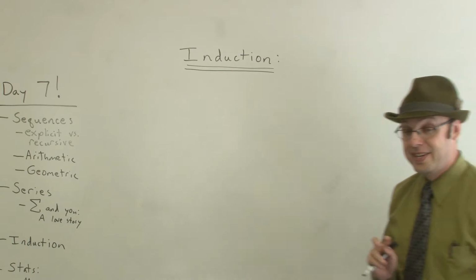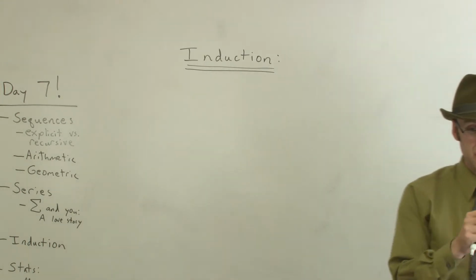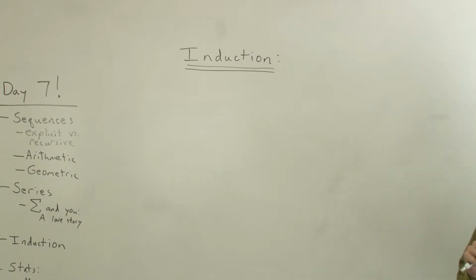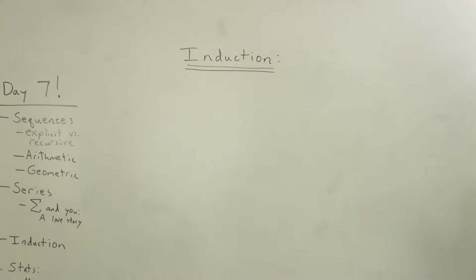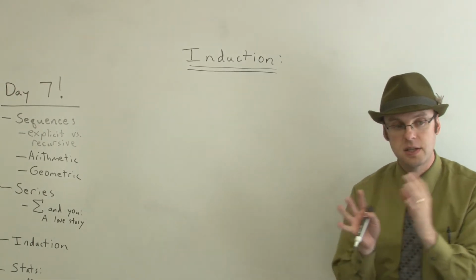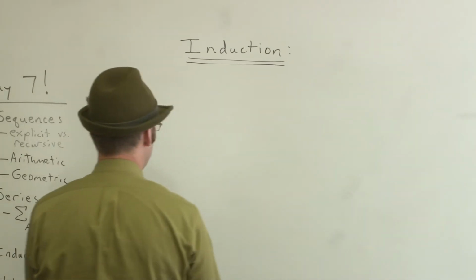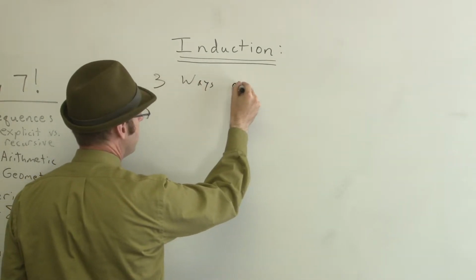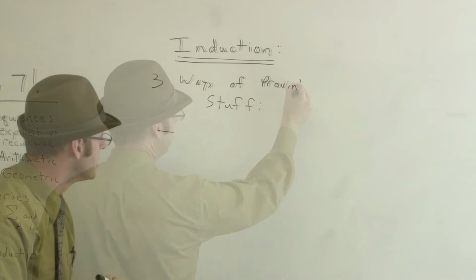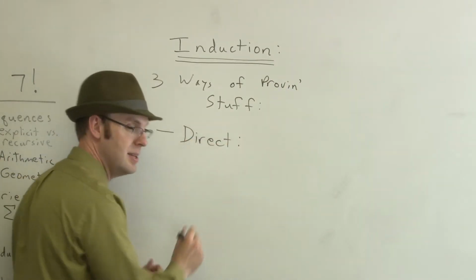So induction is another way of proving things. You've got three ways of proving things, two of which you remember and one of which is the secret way. Once you learn this, you're sort of in the club of secret math people. So, three ways of proving stuff. There's the direct approach.